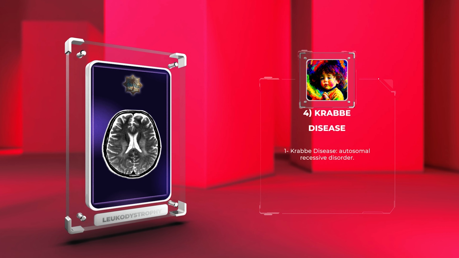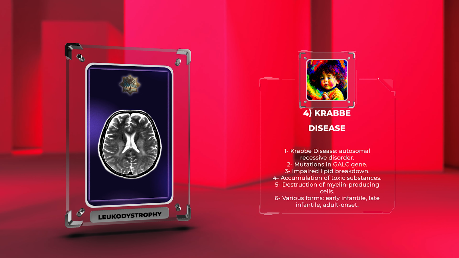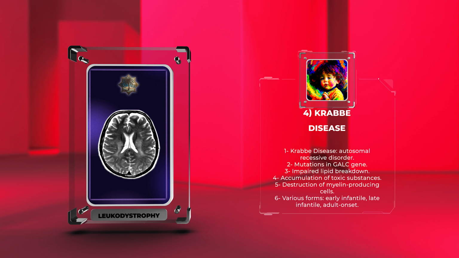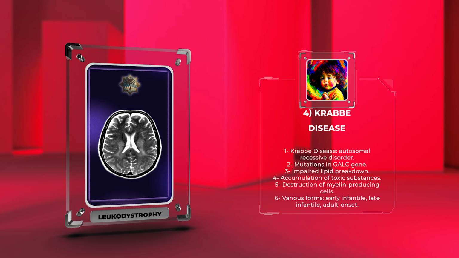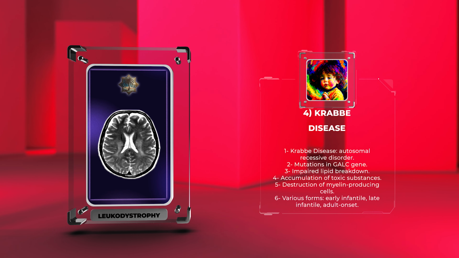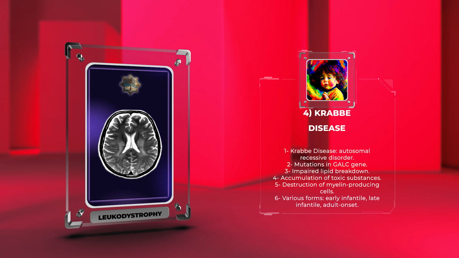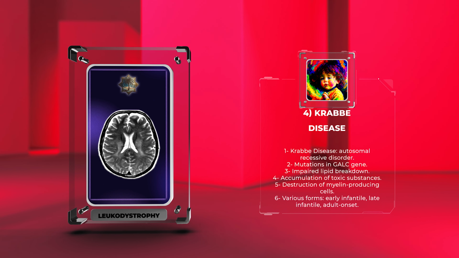Krabbe disease, also known as globoid cell leukodystrophy, is an autosomal recessive disorder caused by mutations in the GALC gene, resulting in impaired breakdown of lipids. The accumulation of toxic substances, such as psychosine, causes destruction of myelin-producing cells. The disease has various forms, including early infantile, late infantile, and adult onset. Early identification through newborn screening and initiation of hematopoietic stem cell transplantation can improve outcomes in affected individuals.